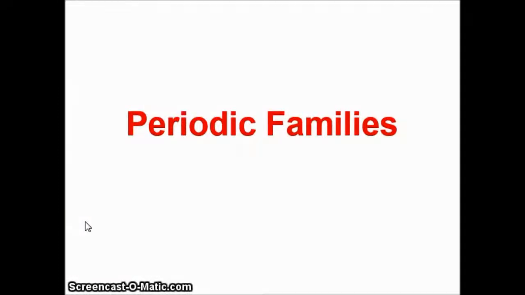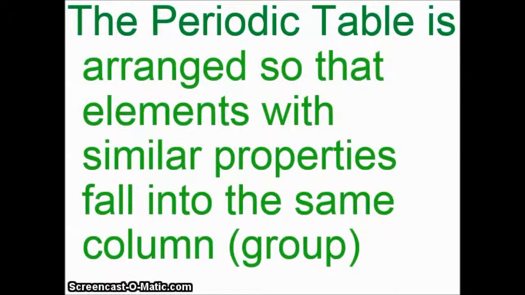Hello class, in this video we're going to look at the periodic families that are on the periodic table. So first thing, the periodic table is arranged so that elements with similar properties fall into the same group or column. These are the ones that go up and down. There's 18 of them, and we're just going to take a look at a couple of those different families.